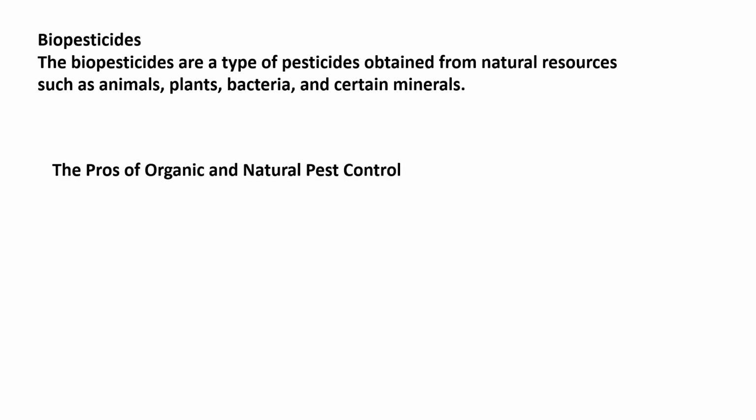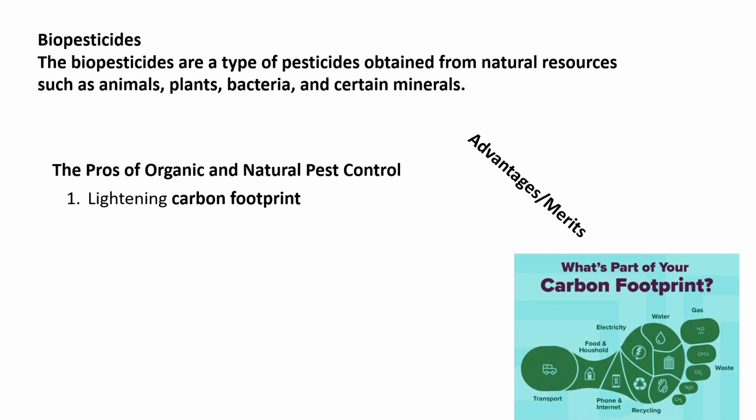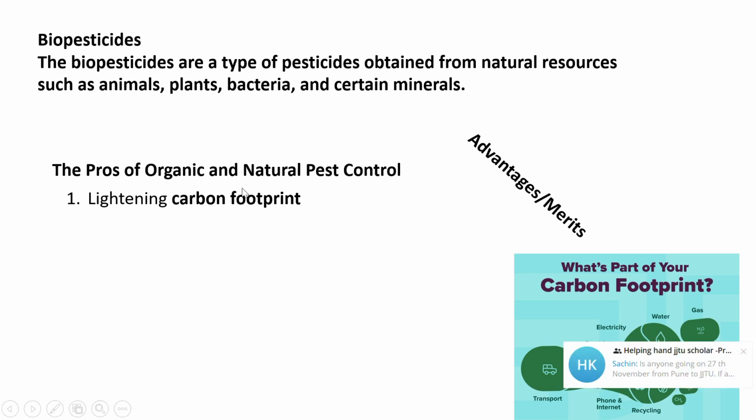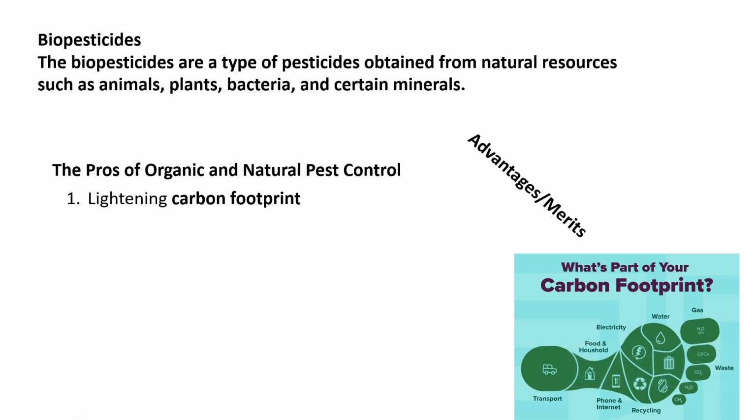The pros of organic and natural pest control: the advantages or merits of natural pesticides or pest control. Number one, reducing the carbon footprint. What is a carbon footprint? What is a part of your carbon footprint? Transport, telephone and internet usage, recycling, food, housing, and electricity, water, gas usage and wastage. These all have an impact on the carbon footprint. So this can be reduced while you are using natural pesticides, if you avoid the usage of synthetic chemicals.